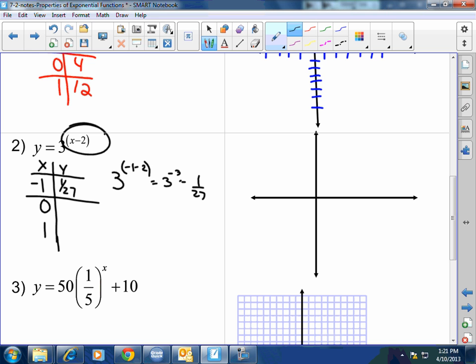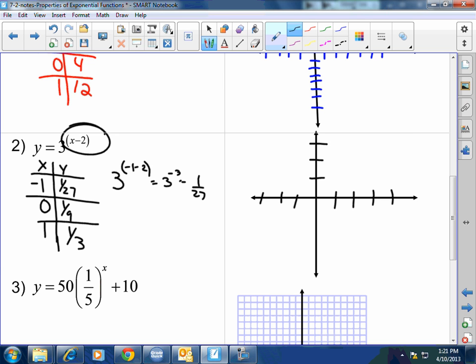When x is 0, 3 to the -2 is 1/9. When x is 1, 3 to the -1 is 1/3. So is this going to be decay or growth? Yeah, as my x is increasing, my y is increasing. Yes, absolutely right.